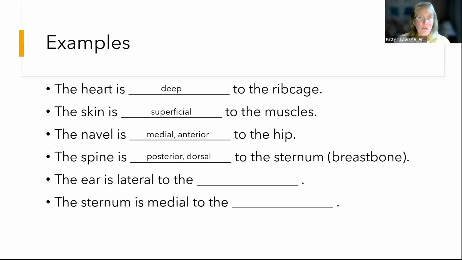So what is the ear lateral to? It is on the side of the head compared to anything that might be sitting on the front of the head. So you might come up with something like the mouth, the nose, even the eyes. We know the sternum is medial. What is it medial to? It's something that's lateral. That could be the shoulder. That could be the collarbone, for instance.